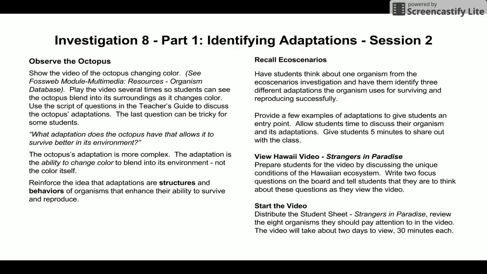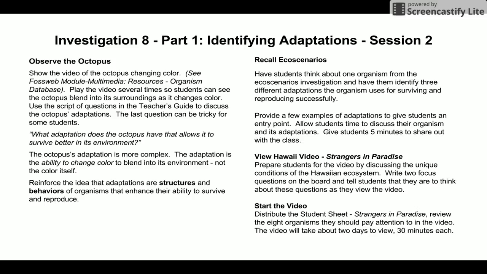The octopus's adaptation is more complex. The adaptation is the ability to change color to blend into its environment, not the color itself. Reinforce the idea that adaptations are structures and behaviors of organisms that enhance their ability to survive and reproduce.